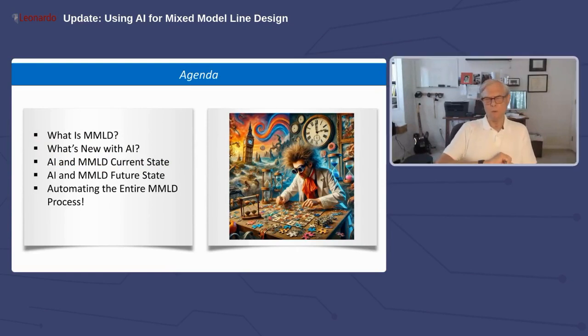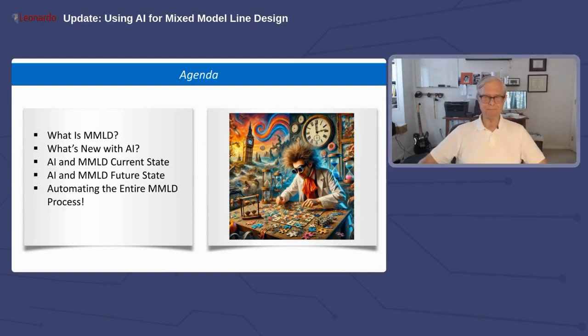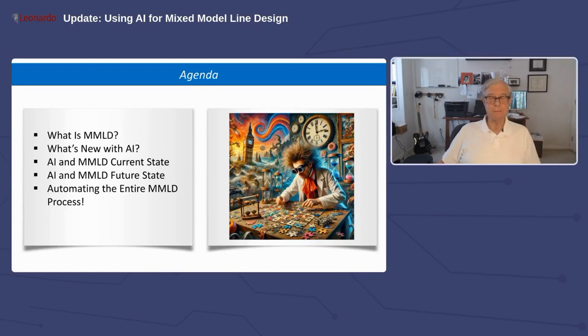I'll start with just a one slide, one page definition of what is mixed model line design. Some of you may know what it is, but maybe you're not familiar with the terminology. For others, it might be a new topic altogether. And then I'll cover what's new with AI in a couple aspects. There are literally hundreds of things that are new, but I'll talk about a few, mostly related to how we're using AI. And then we'll talk about mixed model line design more specifically and in the current state.